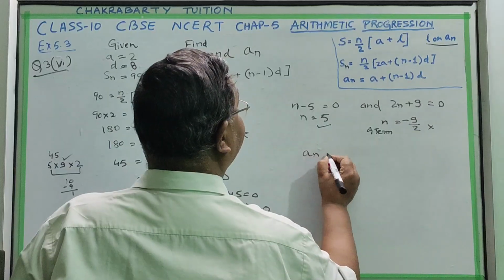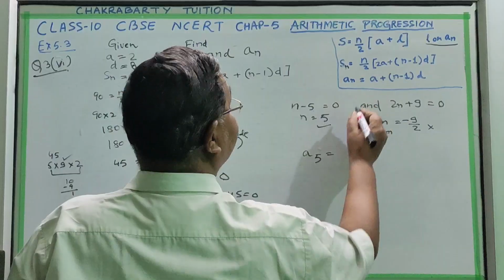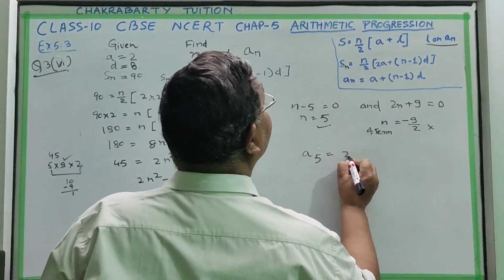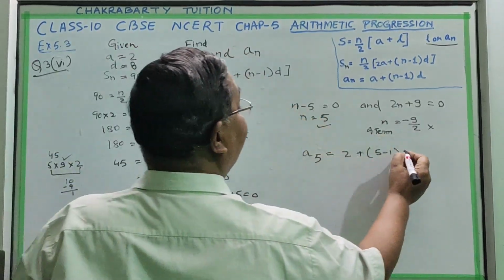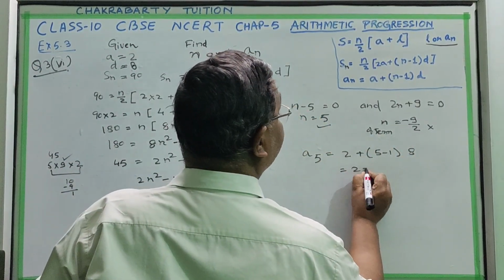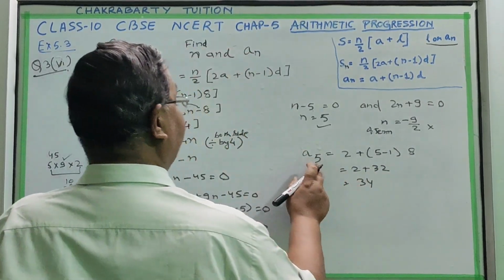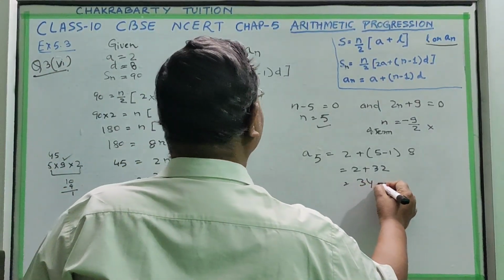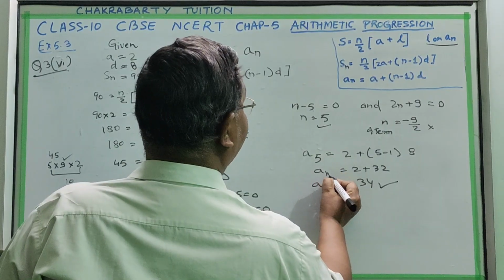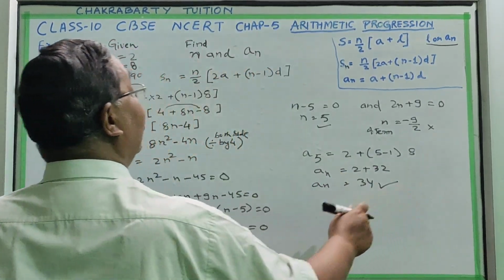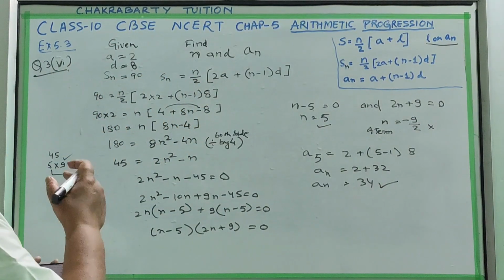Now we will find out an. So an is equal to a plus n minus 1 into d. It is given in the question a is 2, n is 5 minus 1, and d in the question is given as 8. So 2 plus 4 into 8, that is 32, is equal to 34. So a5 will be 34. This is your answer. This is one answer and this is one answer. Now we will go to another question, the third question.